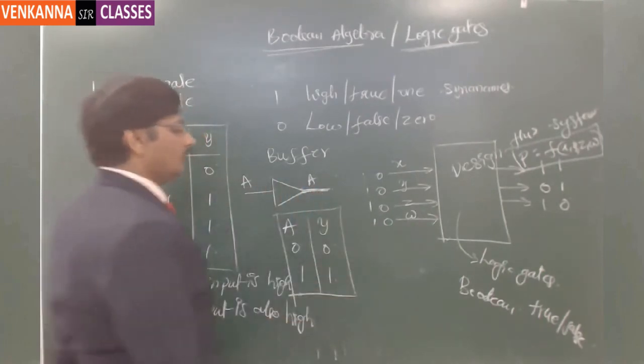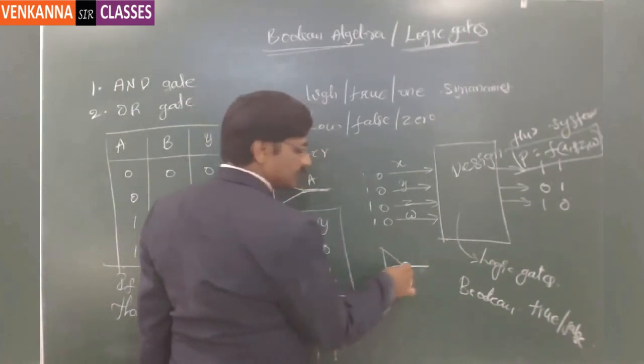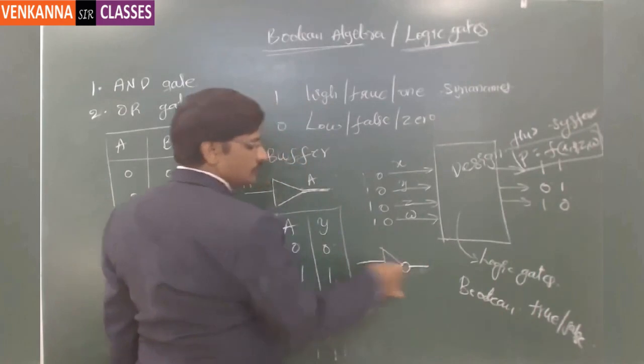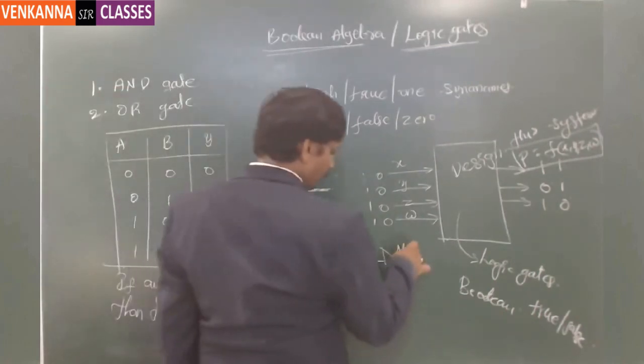But if you take a NOT gate, it is symbolized with a circle here. So this is a circle, you will get it. And this is what is called the NOT gate.